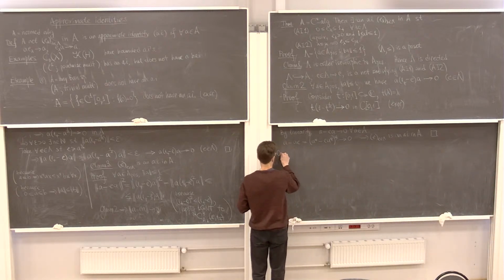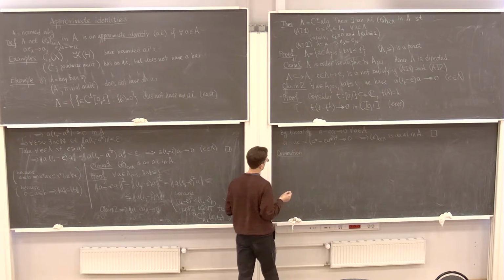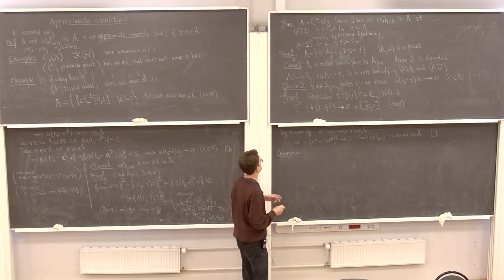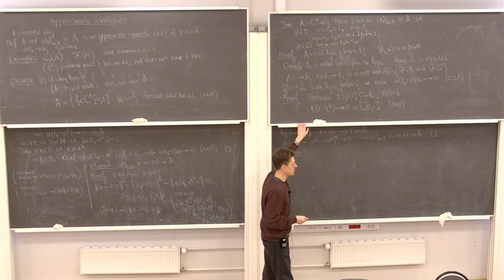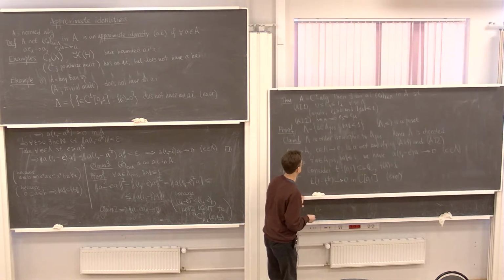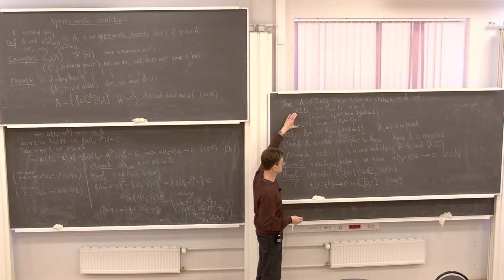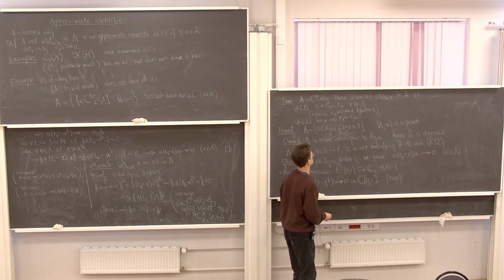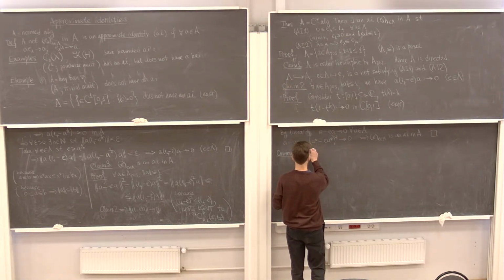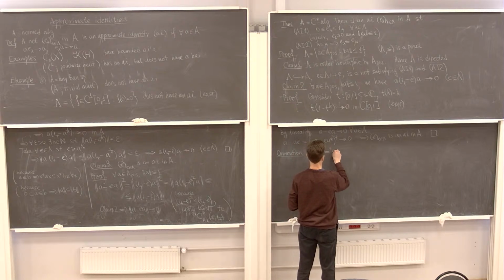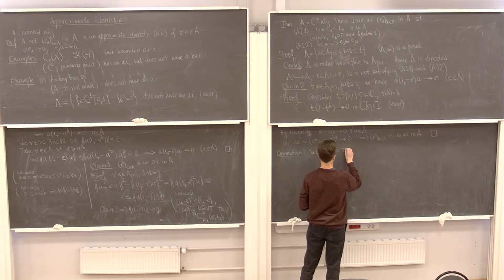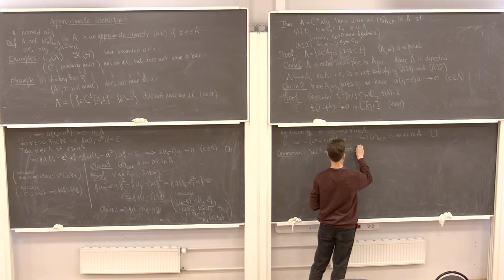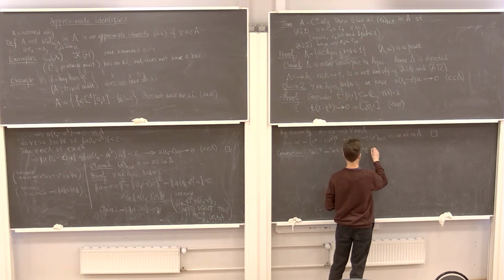So from now on, we adopt the following standard convention. When we speak of approximate identities in C-star algebras, by default, we assume that our approximate identities satisfy the conditions AI1 and AI2. So from now on, an approximate identity means an approximate identity satisfying these two conditions.